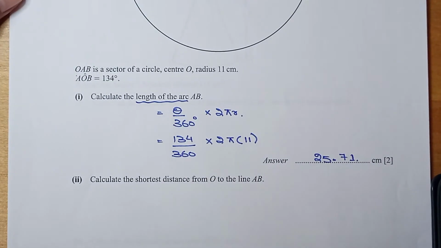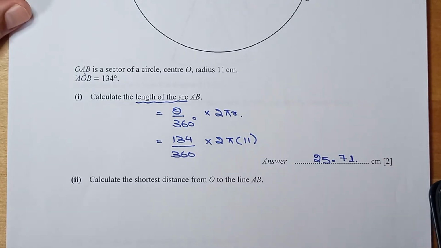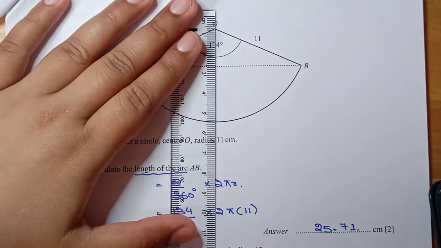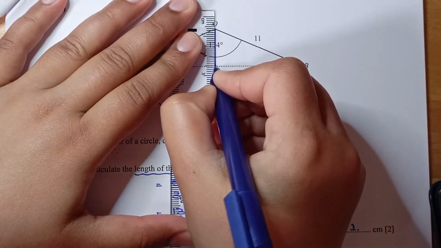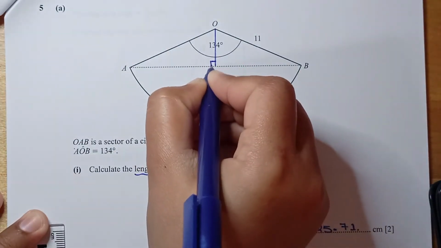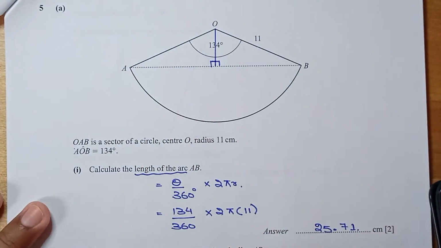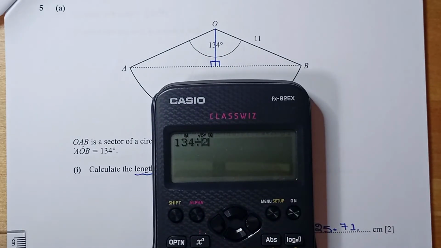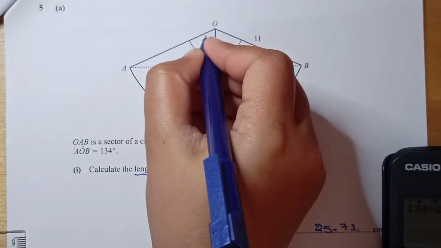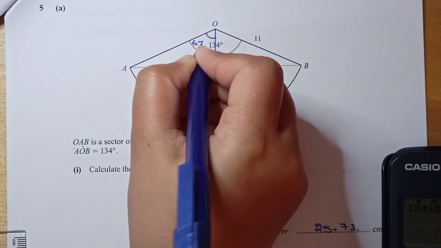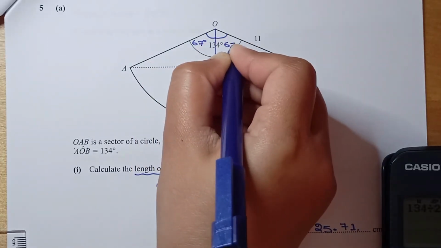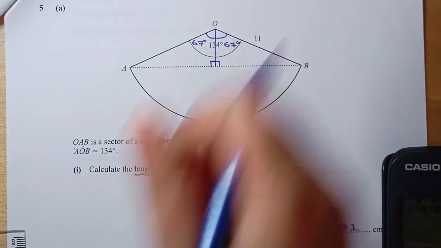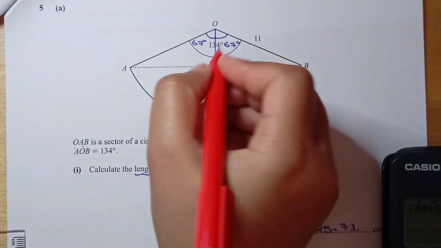Now for the second part, calculate the shortest distance from O to the line AB. Let me draw the shortest distance from O to the line AB. This is basically the perpendicular distance. So 134 is divided into two sections. 134 divided by 2 is 67, so each angle is 67 degrees. This straight line is the shortest distance. Let me call it D.